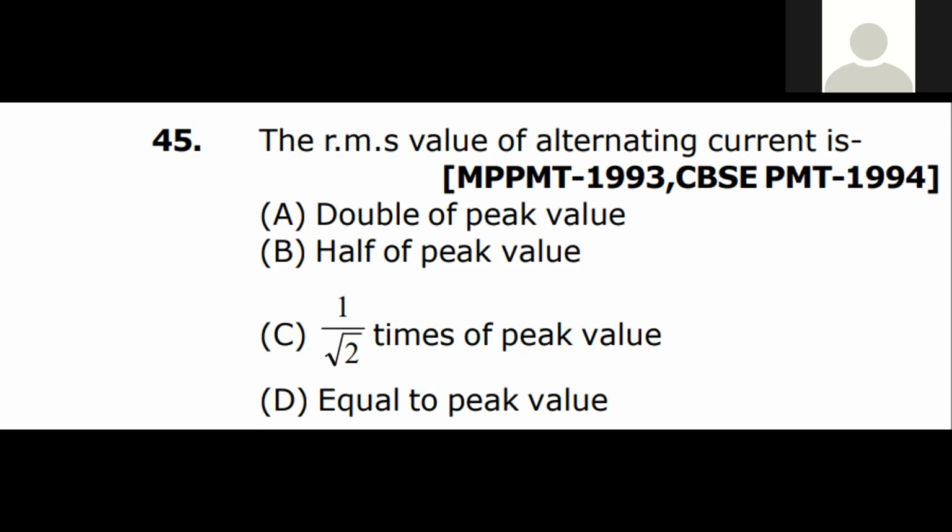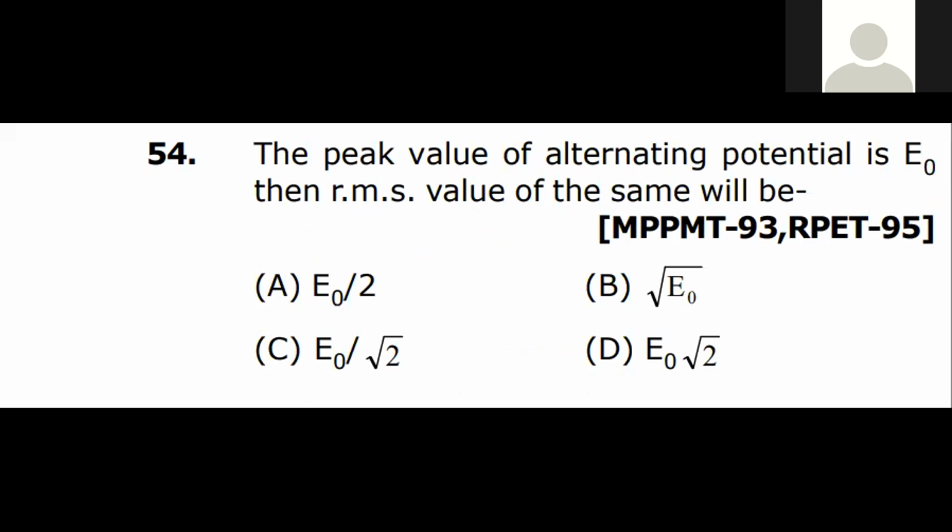What is the answer, sir? Sir, C. 1 by root 2 times of peak value. That is correct. As you can see, this same question has come multiple times. This again, it came in this year, MPPT, then C. See, same question here.